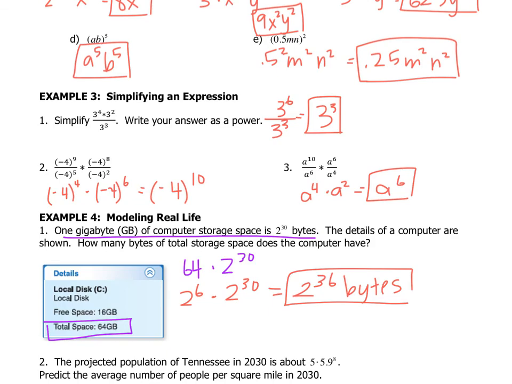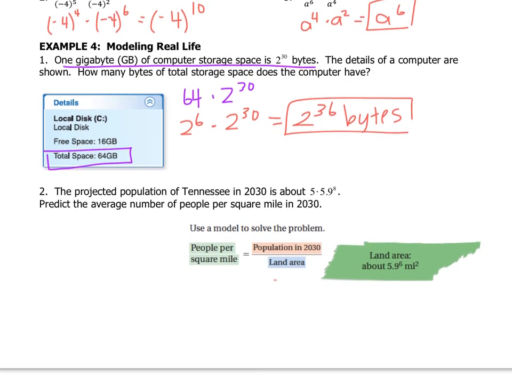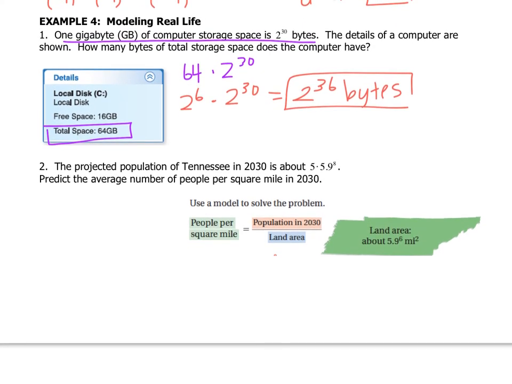And let's look at our last one of this lesson. The projected population of Tennessee in 2030 is about 5 times 5.9 to the 8th. Now, you can see this is why we don't really encourage the dot for multiplication when you have decimals, because it looks like a decimal. So they probably should have used parentheses, but whatever. I'm not going to get picky.